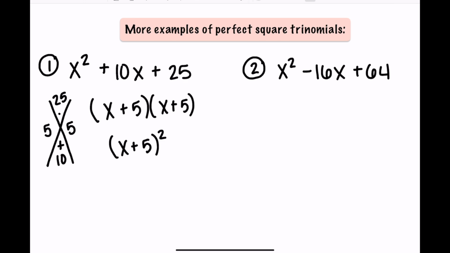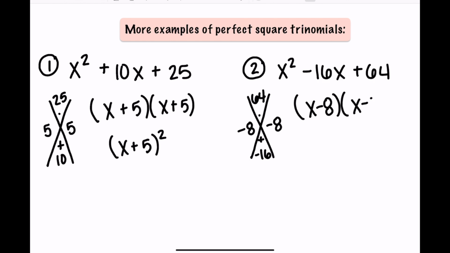In the second example, notice that the signs are a little different here. We have a minus 16x in the middle, and that's perfectly okay. When you factor this, we're looking for two numbers that multiply to be 64 and add to be negative 16. Well, that would be negative 8 and negative 8. So our factors are x minus 8 and x minus 8. Since they are identical, we can write x minus 8 squared. Since we have an item squared, that makes this trinomial a perfect square trinomial.